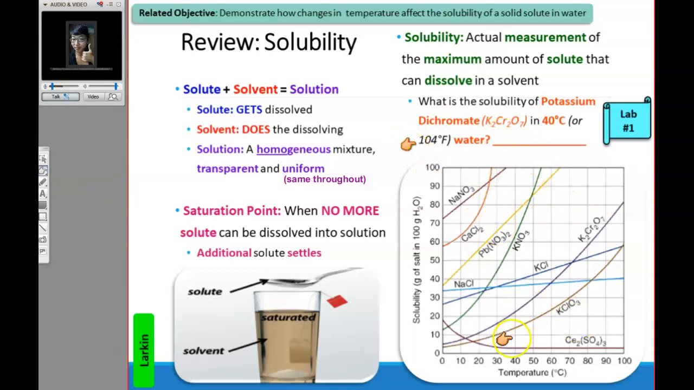Okay. But let's go ahead and take a look at potassium dichromate. What color line should I be taking a look at? I've got a rainbow of lines here. Which one is potassium dichromate?